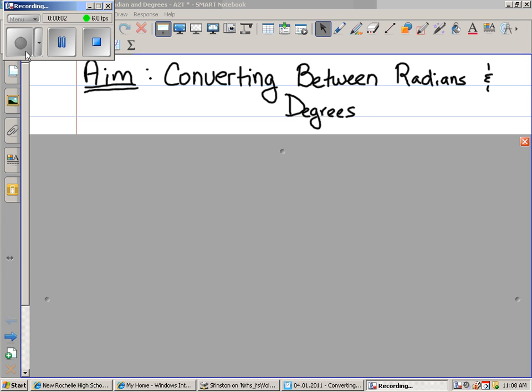Guys, I'm sorry we were out. Our smartboard broke yesterday. We don't have that taped, but we're going to go over converting between degrees and radians.